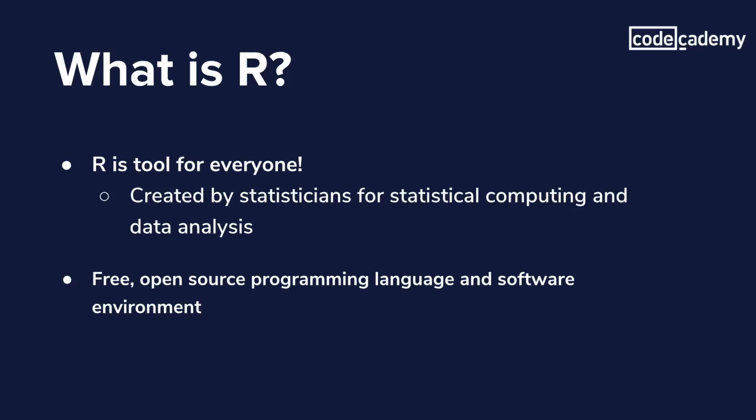Before getting into the advantages of using R, I want to talk a little bit about what R is. R is a useful tool that was created by statisticians, specifically for statistical computing and data analysis. Because it was created with this in mind, it is optimized for this kind of work. R is also a free, open-source programming language and software environment. And I'll talk a little bit later on in this video about why it's an advantage that R is an open-source programming language and what that means.